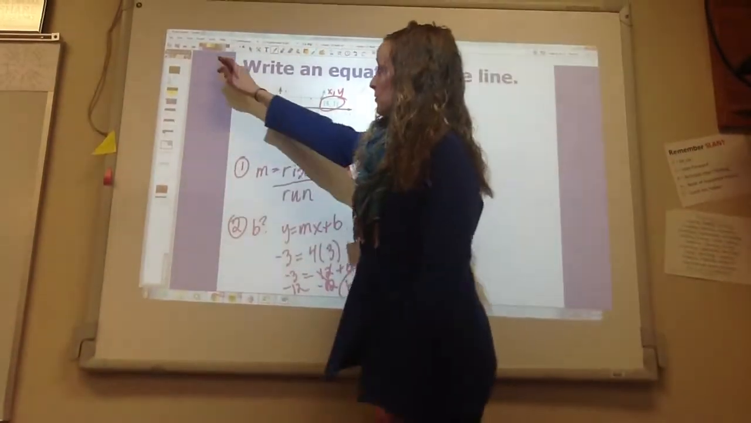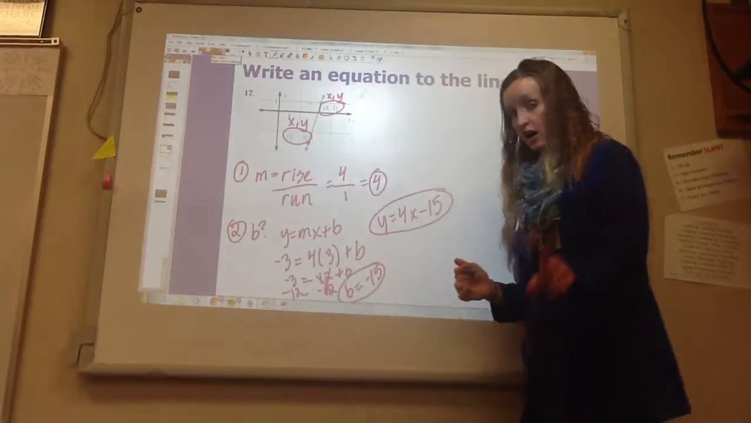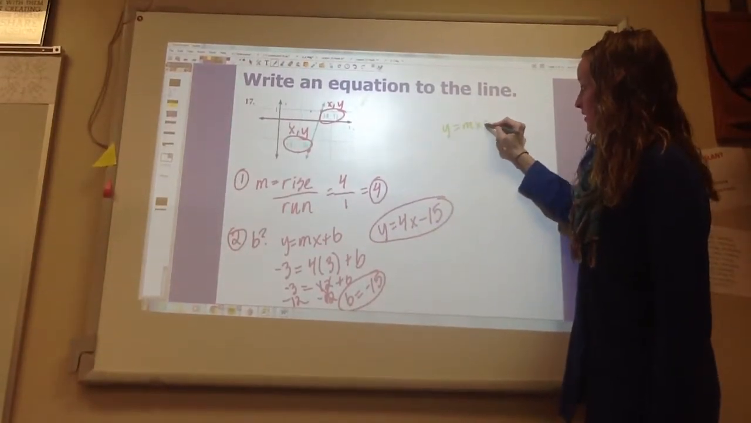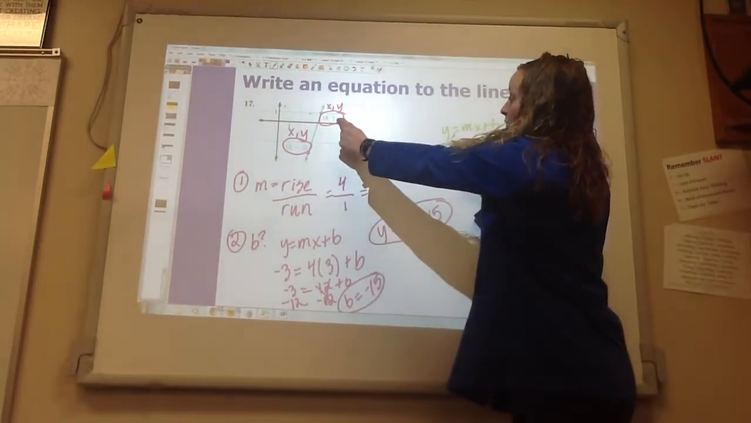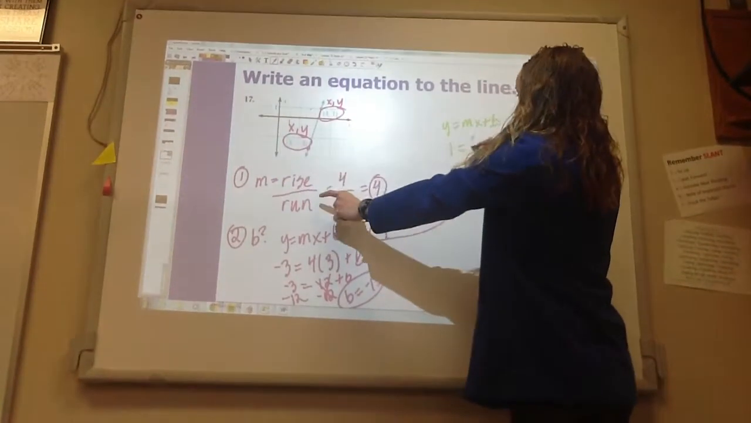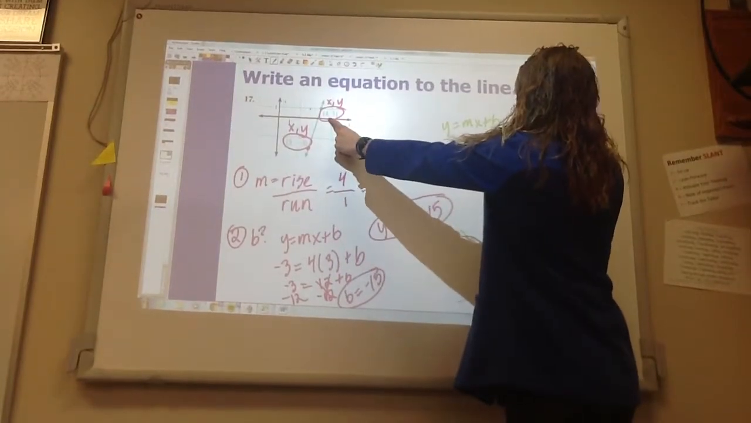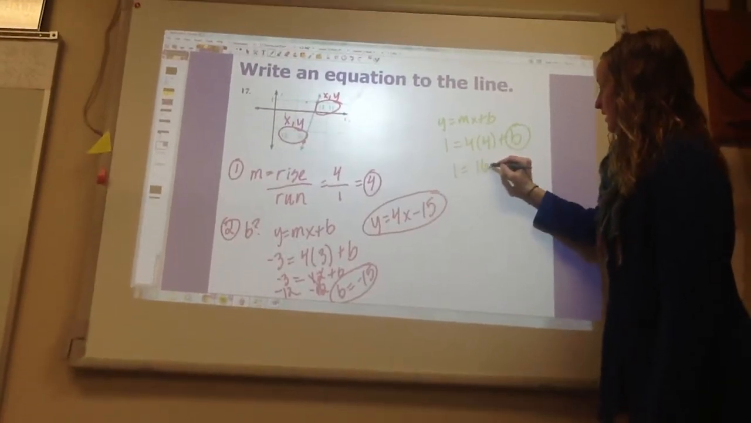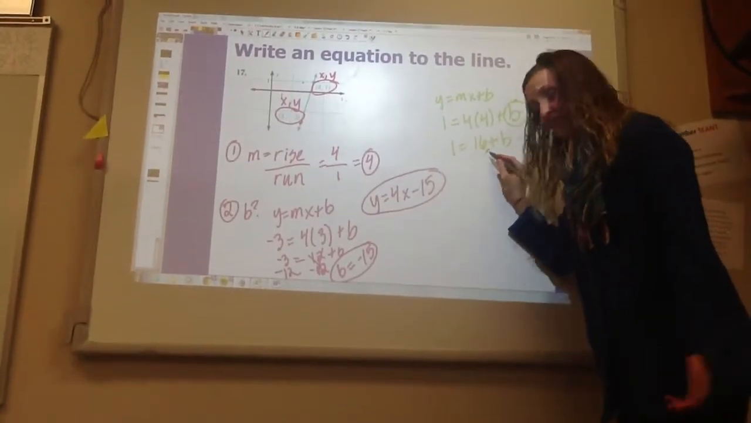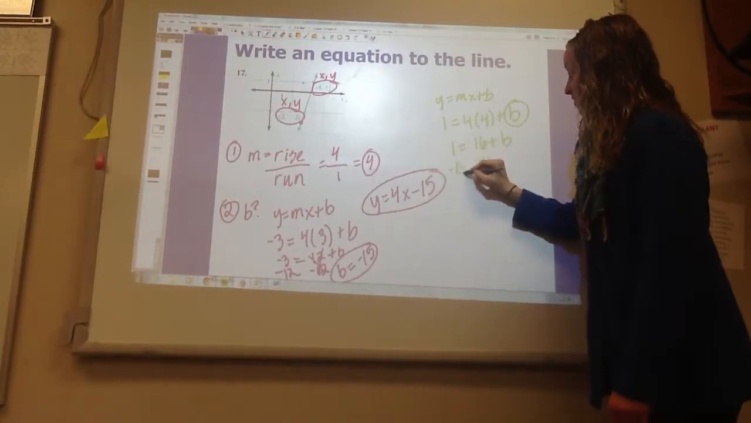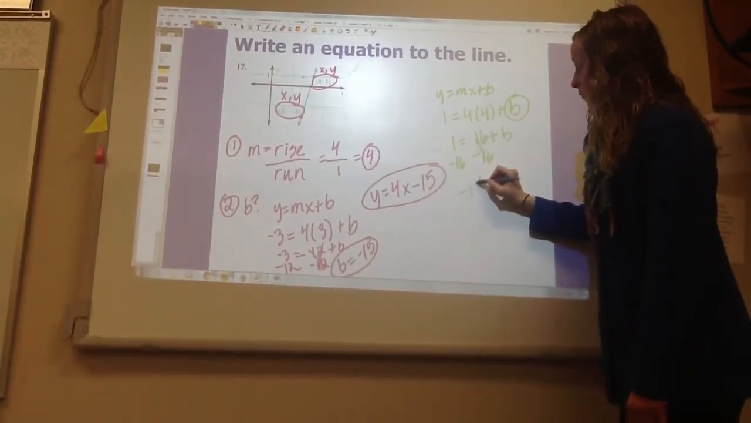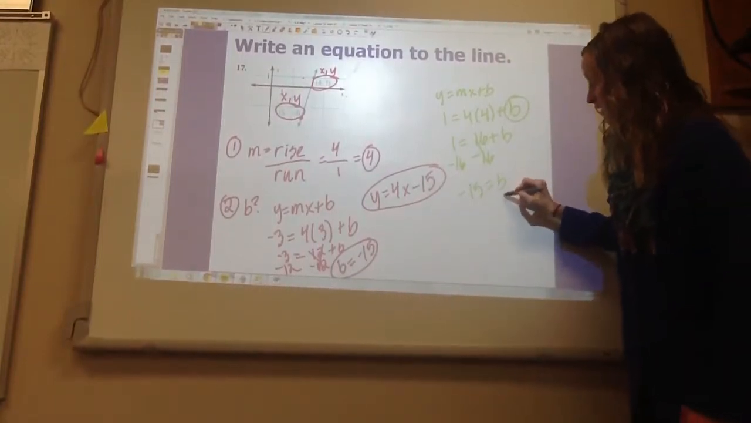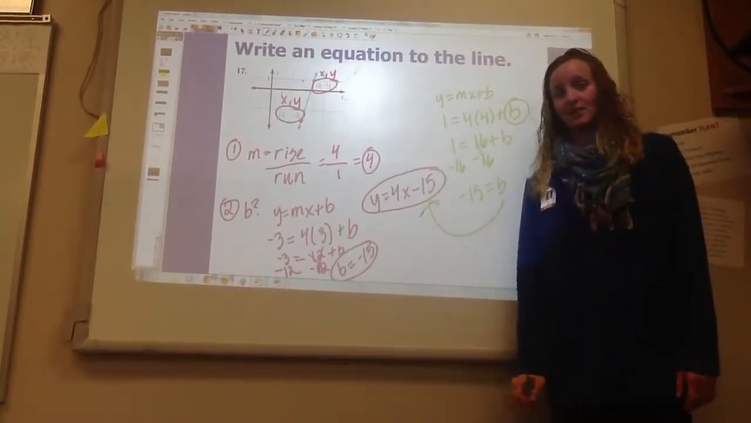Now, if you were one of those people that like to prove me wrong, let's use this other point. So we have y equals mx plus b, but in this case our y value is 1, our slope is 4 as before, our x value is 4, plus b. And you have 1 equals 16 plus b. Opposite of adding 16, subtracting 16, and you just proved that it doesn't matter what point you use on your line, as long as you use a point on your line, you will always get the same answer.